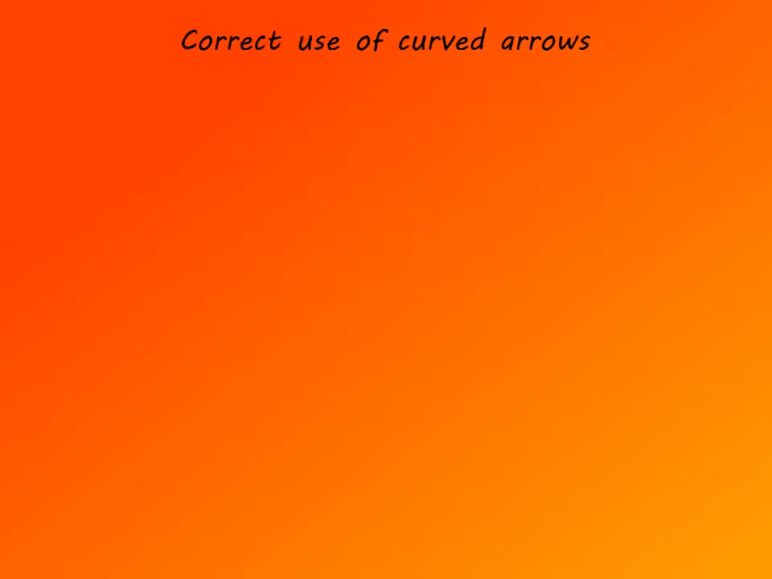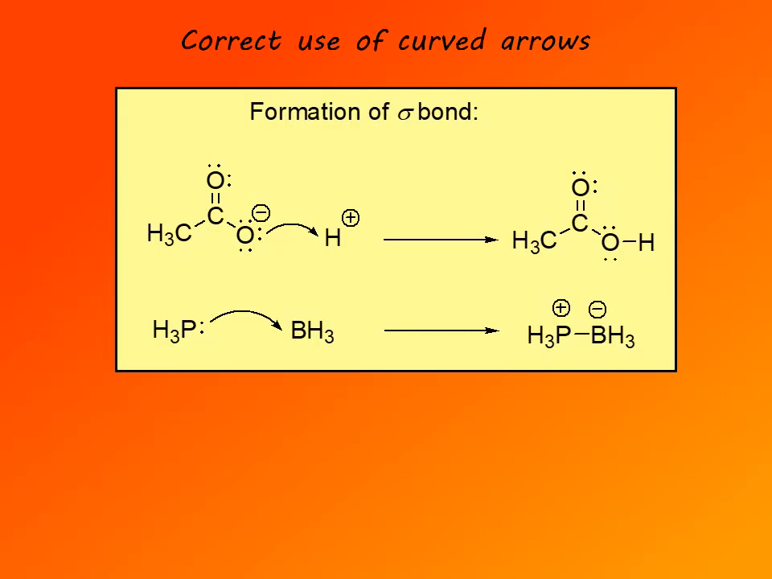Of course, we have to make sure that we use curved arrows correctly. Curved arrows are used to indicate bond formation and bond breaking. So here are a couple of examples of formation of sigma bond, where curved arrows are used to indicate movement of a free electron pair into an empty orbital, resulting in formation of a sigma bond in each case.